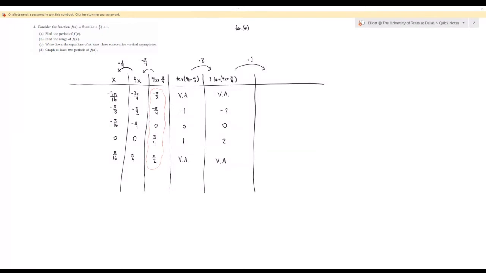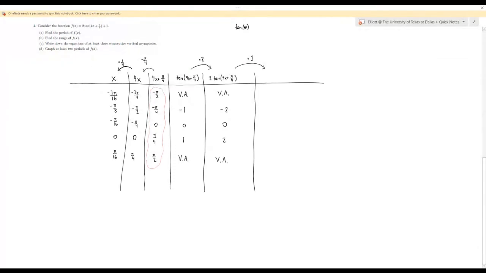Yeah, and then if it's undefined, if you have a vertical asymptote, then multiplying by 2 or adding 1, things like that aren't going to change that. So these will remain vertical asymptotes. And then let me see here. We added 1 to everything, so we get -1, 1, and 3 after adding everything, okay?